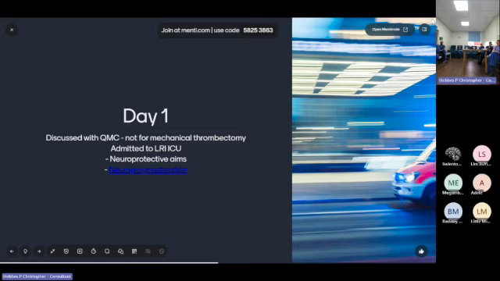I popped a link on there to neuroprognostication. So neuroprognostication is essentially trying to read into your crystal ball and work out whether the patient's going to do well or not. Can we do it at this point? No.